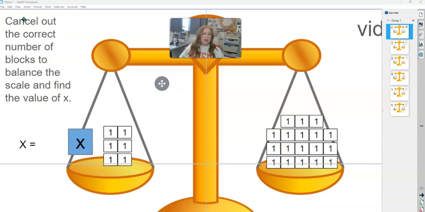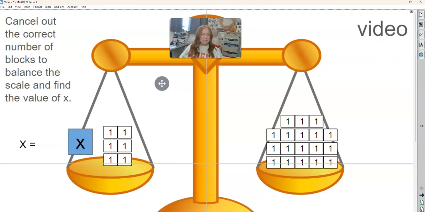So we're going to start here, and this one says that we're going to cancel out the correct number of blocks to balance the scale. So we are trying to get x all by itself. The only way to solve for x is to have it on one side all by itself. So we're trying to get everything to 0 on the side that has x. So the only thing left with x is 0, so we can see what the balance will be.